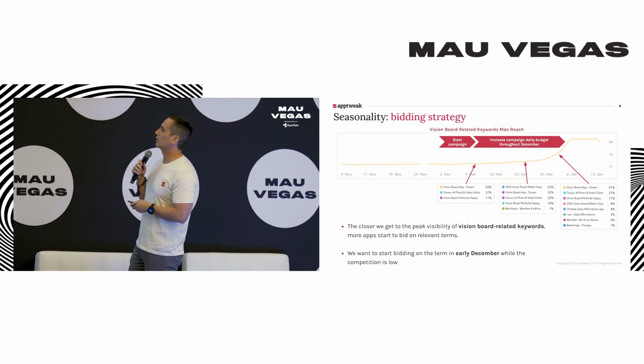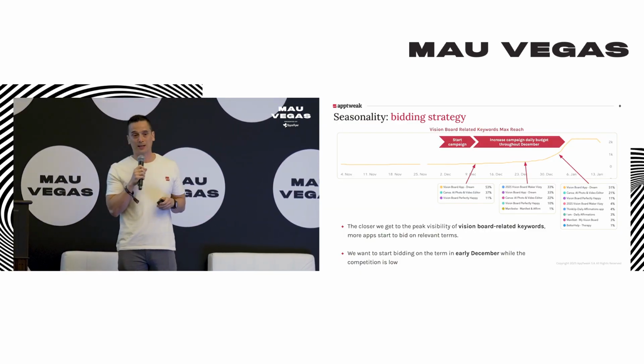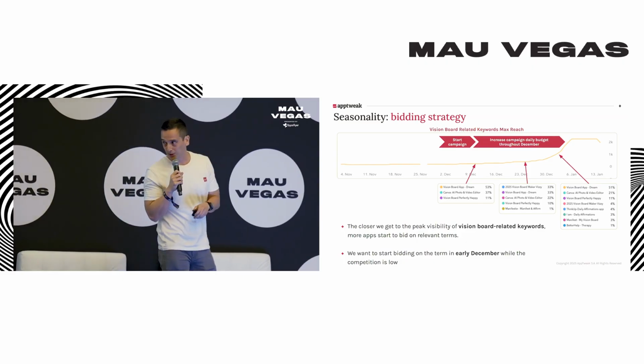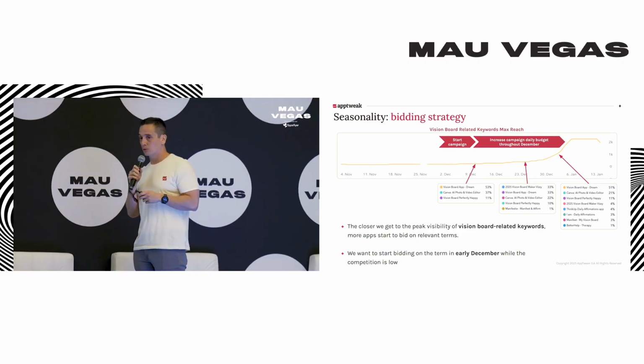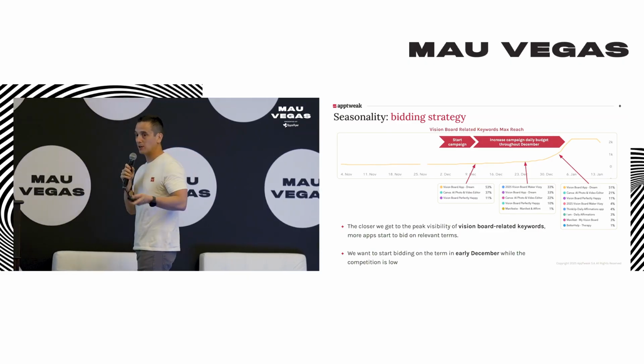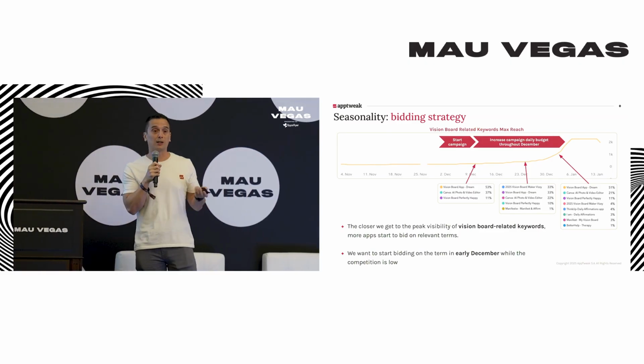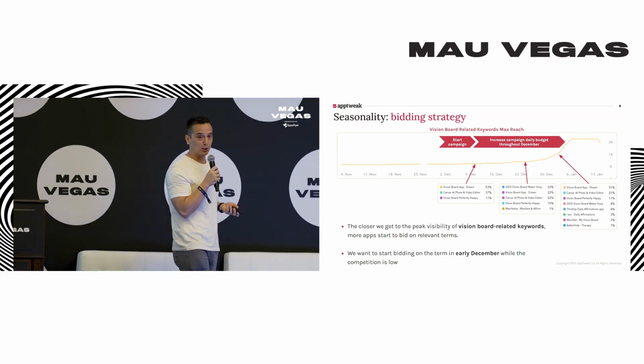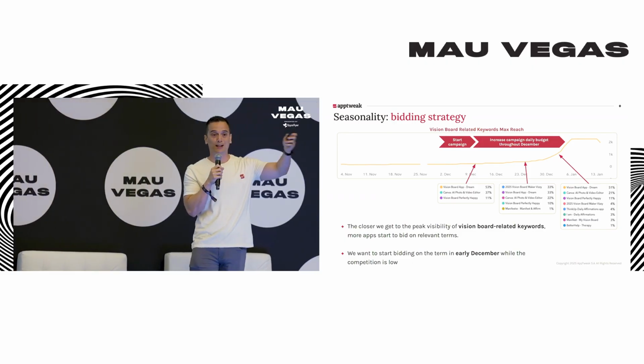Okay, so let's go over Apple Ads, and let's go back to our vision board example. What do we notice here? We can see that as vision board becomes more and more popular within the App Store, more and more apps are bidding on relevant terms. Essentially, it's becoming a lot more competitive. But no need to worry, right? Because we've had our seasonal strategy planned out for months.